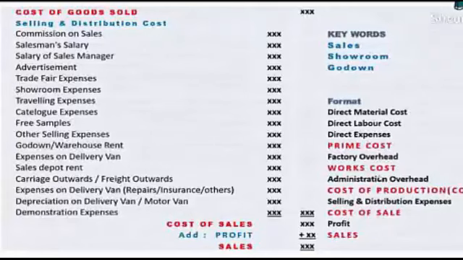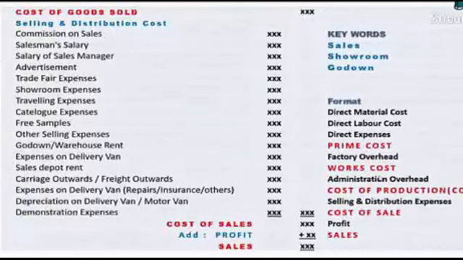Depreciation on delivery van, depreciation on motor van. As I said, in a second stage, you have to understand the difference and the very complicated word like traveling conveyance. Here the word I'm using is motor van. So van means carrying the goods. If I use the word motor car, it is for administration purpose.